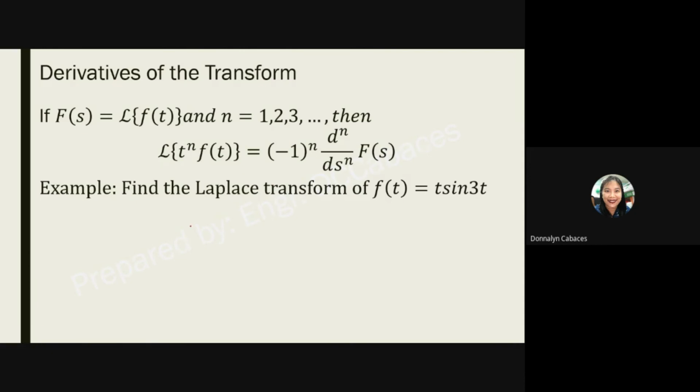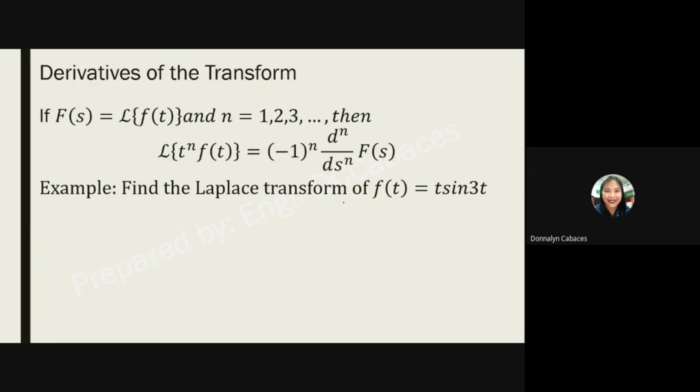Okay? So if you will find a function multiplied by powers of t, or simply t to the n, you are actually to find first the Laplace of the function of t, and then determine what is n. If it is first derivative, then you just take the first derivative of f of s to be multiplied to negative 1 to the n. If this is t cubed, then you have to take up to the third derivative of the function of s and multiply it with negative 1 cubed.